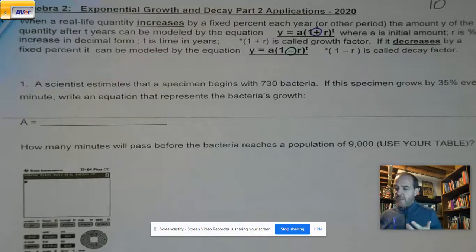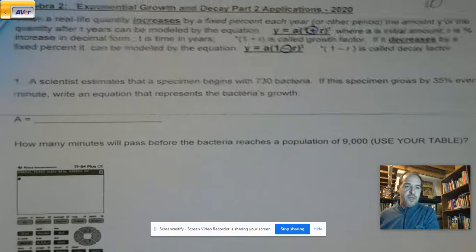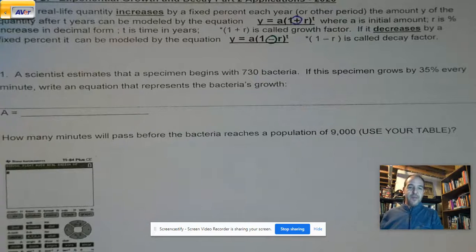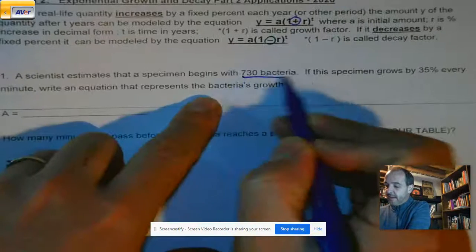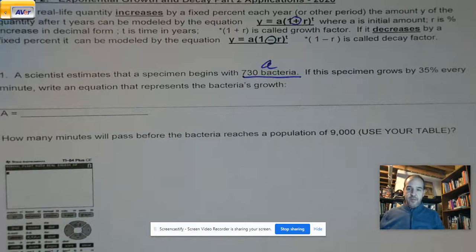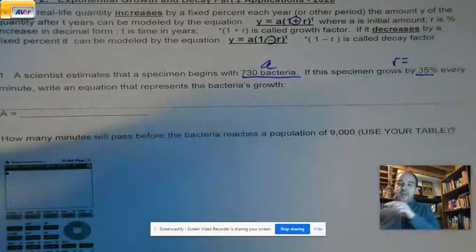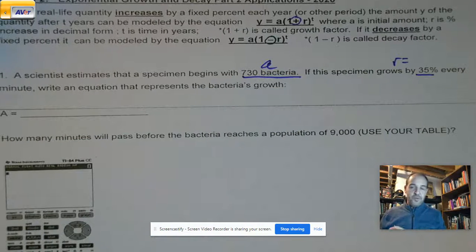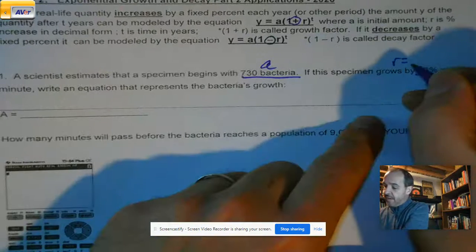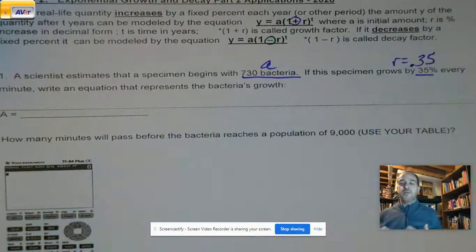So when we look at this first one, let's just jump in. A scientist estimates that a specimen begins with 730 bacteria. Okay, that's my A value. If this specimen grows by 35%, now be careful here. r isn't 35. When we do 35%, you're doing 35 out of 100, or 35 divided by 100, which is 0.35, which we can also get by just moving the decimal place 2 places to the left. Every minute, write an equation that represents the bacteria's growth.